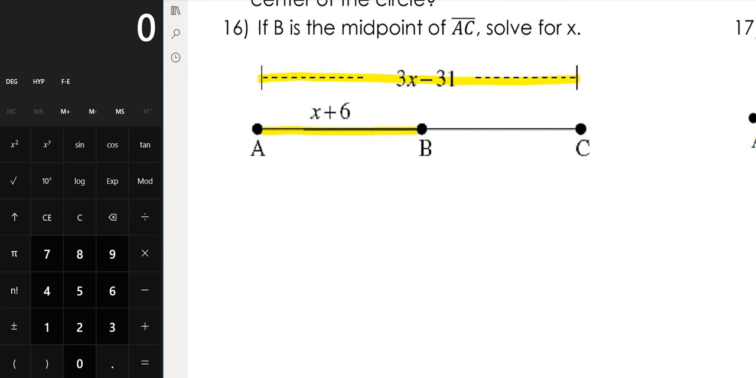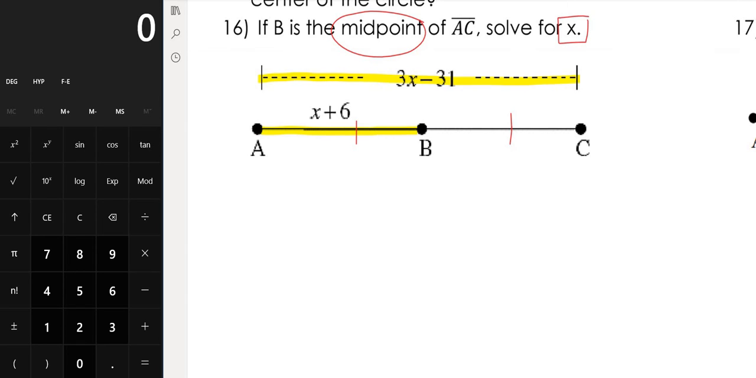Okay, so if B is the midpoint, that means it's cutting the line segment into two equal parts. So from A to B is going to be the same as from B to C. They're going to be congruent. So these tick marks show that it's identical in length. So my question is solve for x.